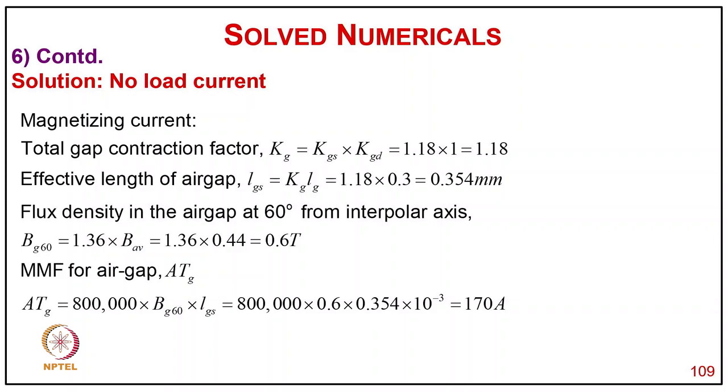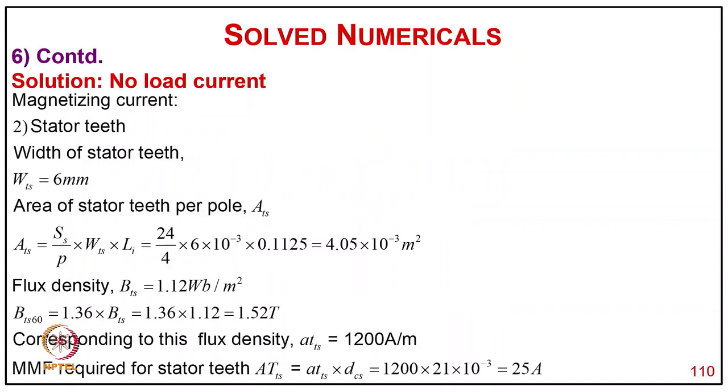The equivalent length of the air gap is KG into LG, it comes 0.354 millimeter. The flux density in the air gap at 60 degree from interpolar, BG60 average, comes 0.6 Tesla. And now the MMF for the air gap is 800,000 into BG into KG LG, putting values it comes 170 ampere.